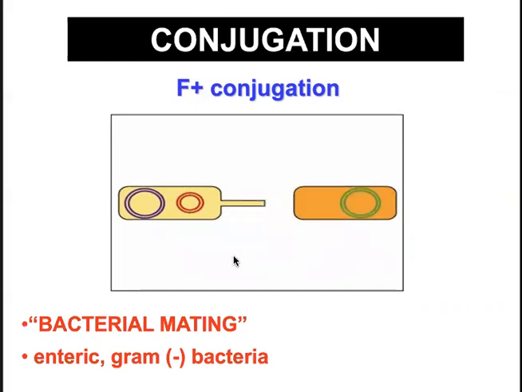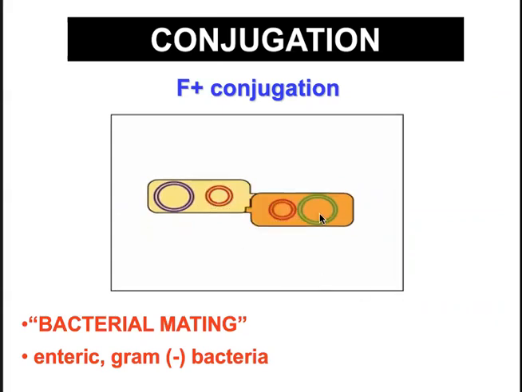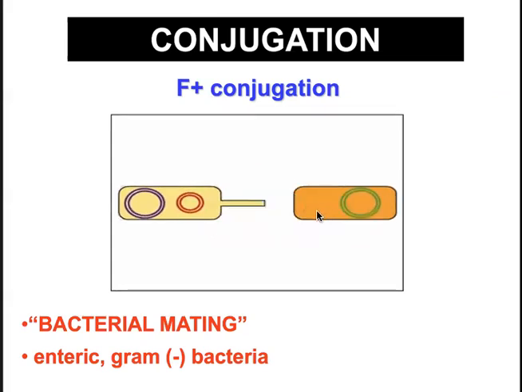So you'll see here the yellow one, an F plus, which is a male. It has a plasmid that codes for the production of sex pilus. It can serve as a genetic donor. So the sex pilus adheres to an F negative, the orange one, which is a female. One strand of the plasmid is transferred onto the female, and then they are now both able to copy it. So they have two copies of the strand.